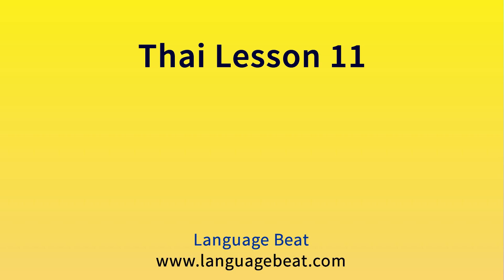Number 6. พี่น้อง Siblings. Number 7. น้องสาว Younger sister. Number 8. น้องชาย Younger brother. Number 9. พี่สาว Elder sister. Number 10. พี่ชาย Elder brother. Number 11. ของ The possessive adjective.